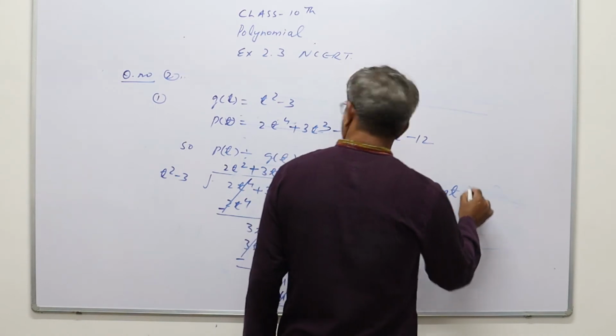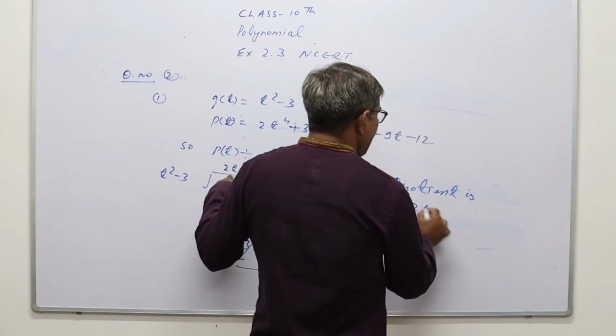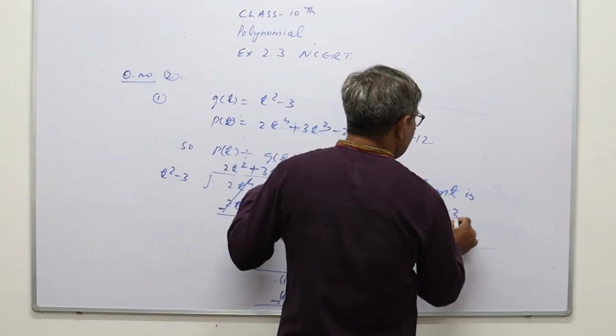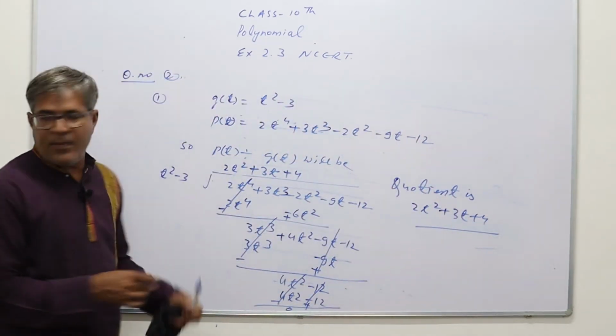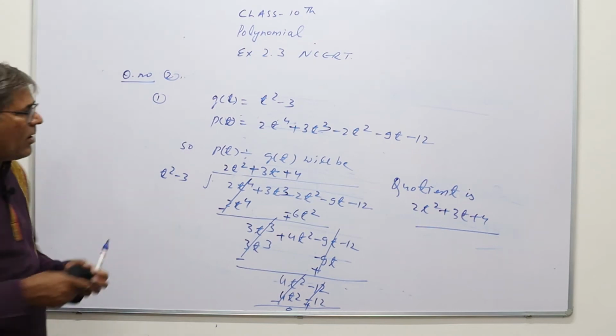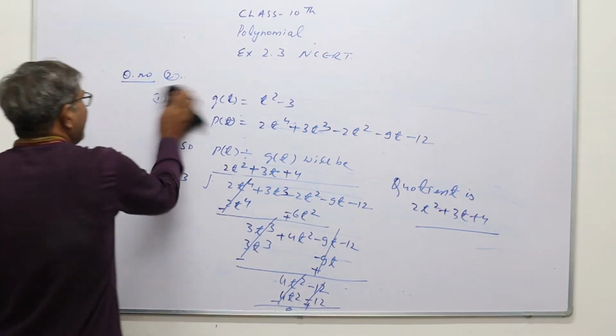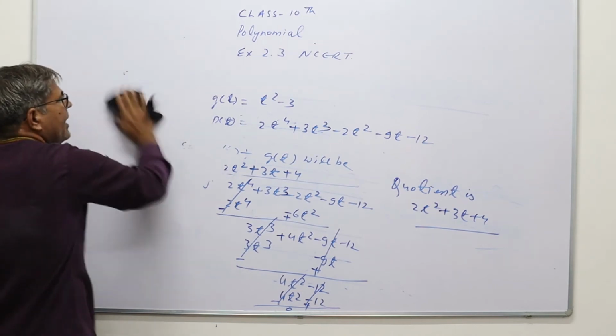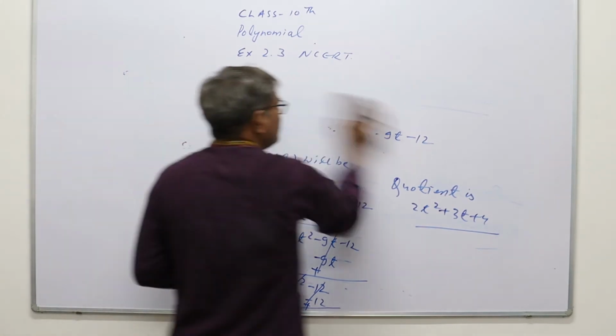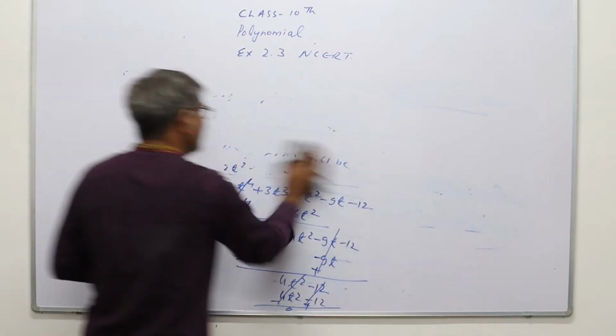is 2t square plus 3t plus 4. So in this way, if one given polynomial is a factor of another, then on division the remainder will be 0 and the quotient will be our answer. So let us take the next question.